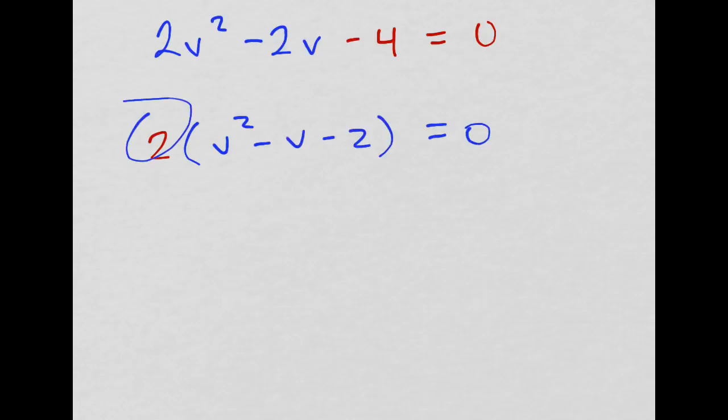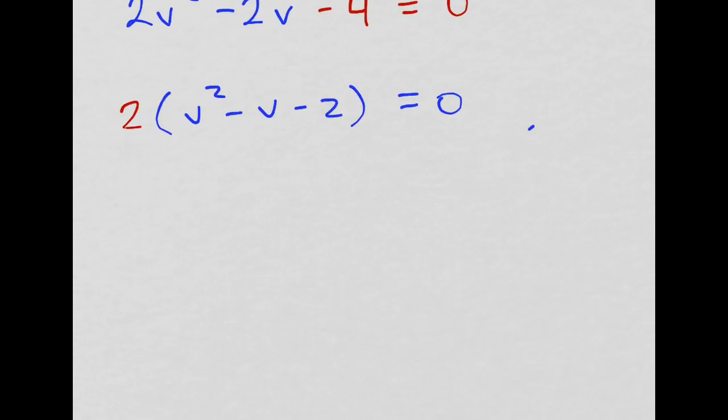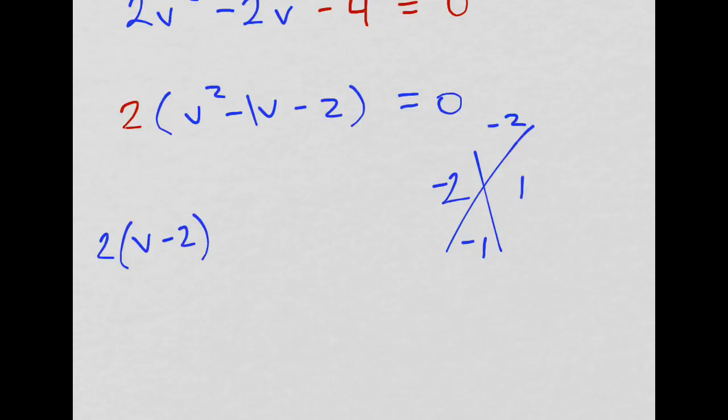Remember, this doesn't matter because there's no variable in it, so it's not going to make any of this go to 0. It's always just going to multiply by 2. So big X, negative 2, negative 1, because that's a 1 there. And that would just be negative 2, right? Yeah. And then I can use the shortcut. v minus 2, v plus 1.